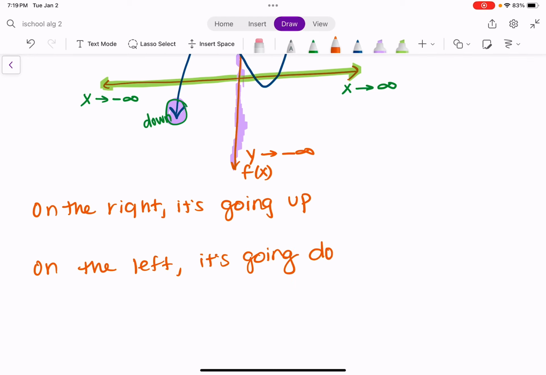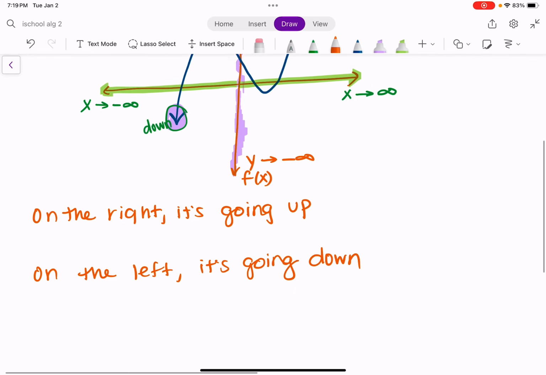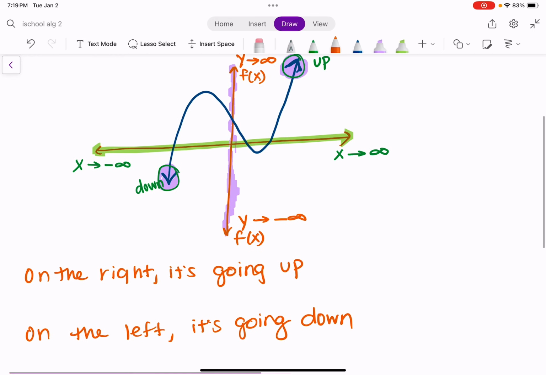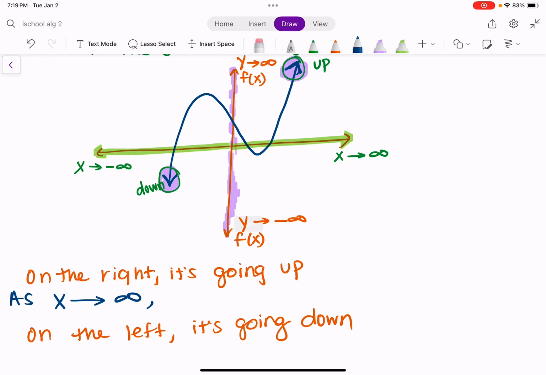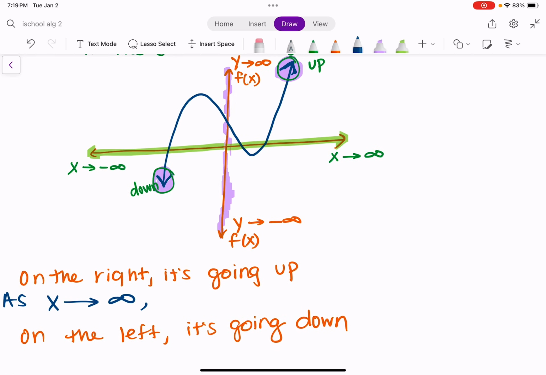Now let's write this with the mathematical notation. On the right means as x goes to infinity. As x continues on to the right forever, it's going to keep going upwards, towards positive infinity. So we can write f of x goes to infinity. This just means as x goes to the right, the function's going up all the way to infinity.